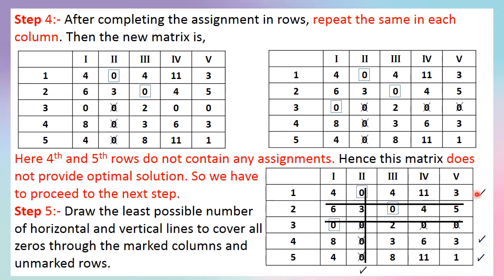Okay. Now we are going to draw the lines through the marked columns and unmarked rows. Here this is the marked column and these two are the unmarked rows. In the second and third rows there are no markings. So we have to draw the line through these unmarked rows. Okay.